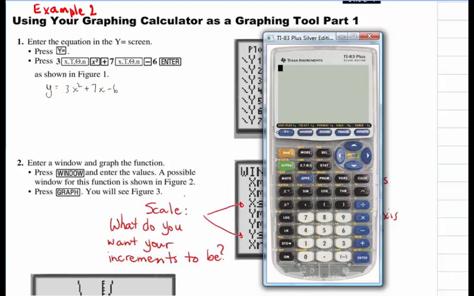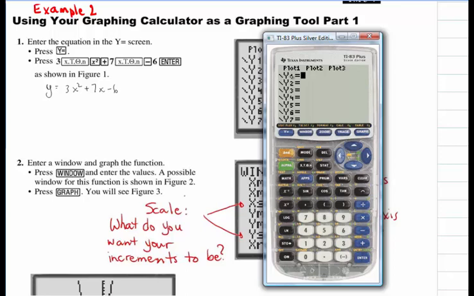So the first thing you'll want to do is to turn your calculator on. You'll be at the main screen, and we want to go into the y equals screen. At the top, underneath your screen, there are 5 buttons across. We're going to press the first one. That puts us into the y equals screen.